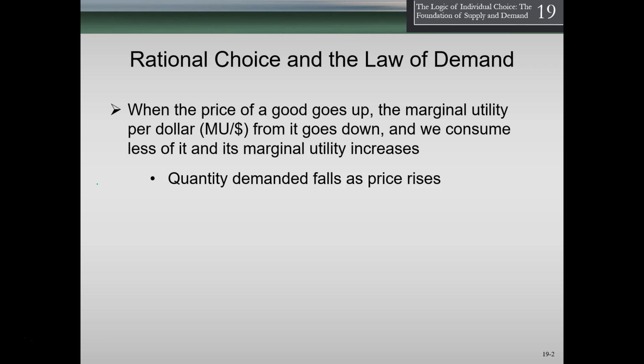So what does that mean? Quantity demanded falls as price rises. Obviously, that's what we've been discussing ever since we discussed a demand curve. As prices go up, the quantity demanded falls. As price goes down, we're probably going to want more of it because it costs less. That's what we know intuitively, and that's what we've discussed intuitively.